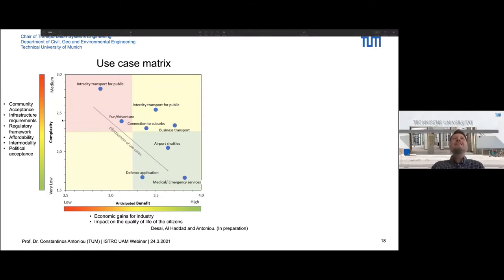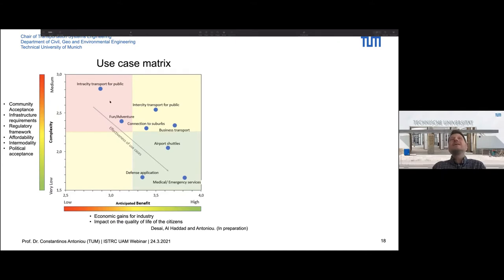We analyzed the use cases in two axes, an axis of complexity and an axis of anticipated benefit, where complexity was a weighted average of items like community acceptance, infrastructure requirements, regulatory framework, affordability, intermodality, and political acceptance. And anticipated benefit was a weighted average of economic gains for industry and the impact on the quality of life of the citizens.